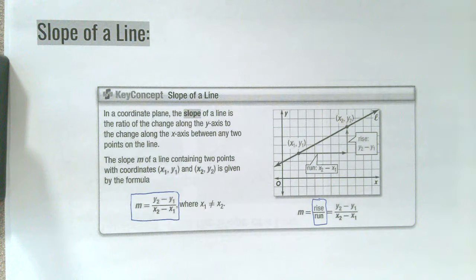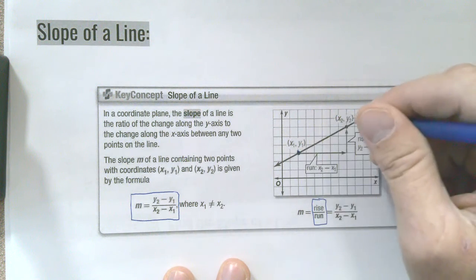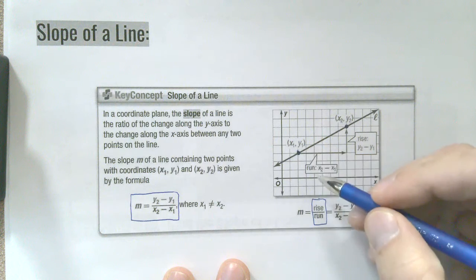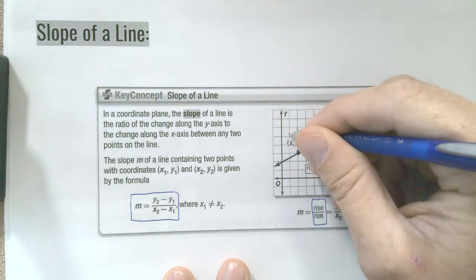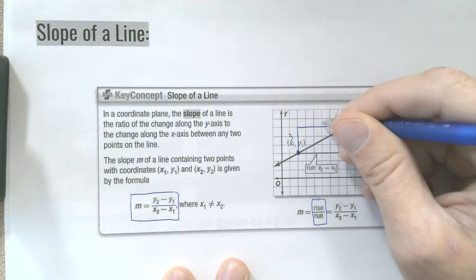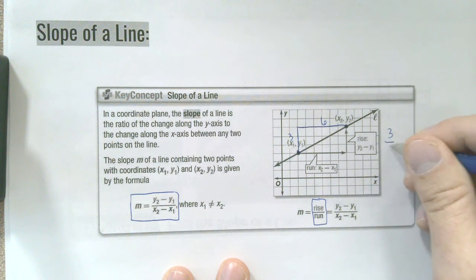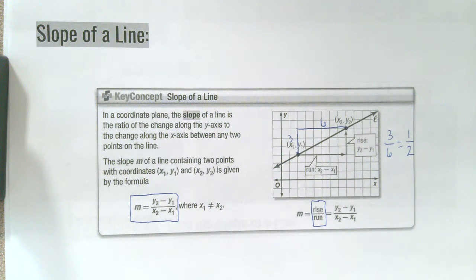If we look at this picture here, anytime you identify 2 points on your graph, you can always count up and over. So if I start at this point, I could count up 1, 2, 3, and I could count to the right, looks like 6. So that would tell me my slope is 3 over 6, or 1 over 2 reduced.